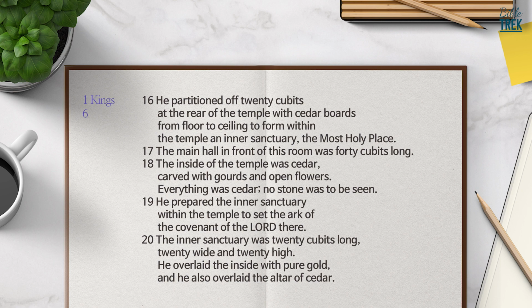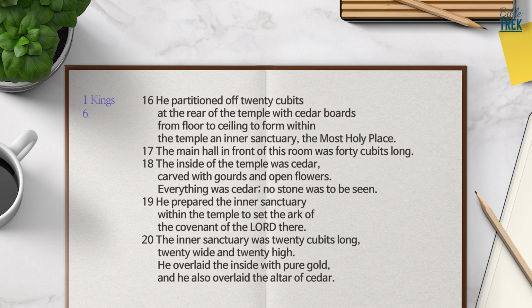The main hall in front of this room was 40 cubits long. The inside of the temple was cedar, carved with gourds and open flowers. Everything was cedar; no stone was to be seen. He prepared the inner sanctuary within the temple to set the Ark of the Covenant of the Lord there. The inner sanctuary was 20 cubits long, 20 wide, and 20 high.